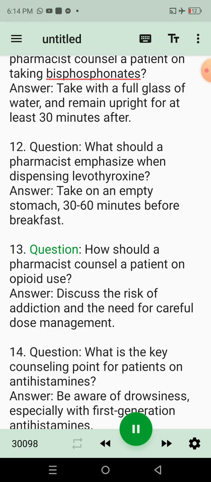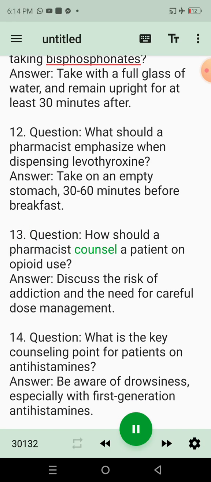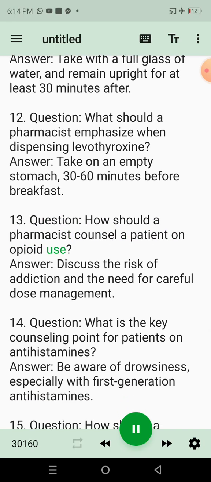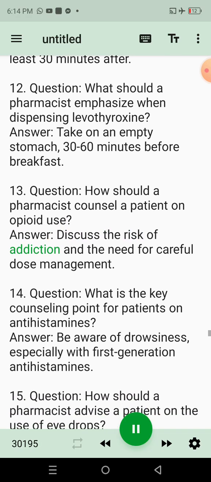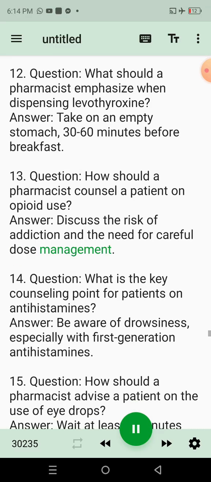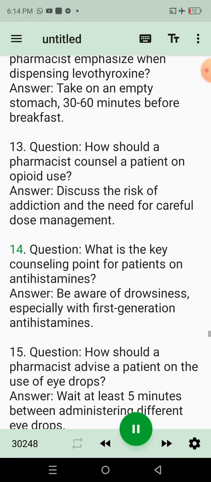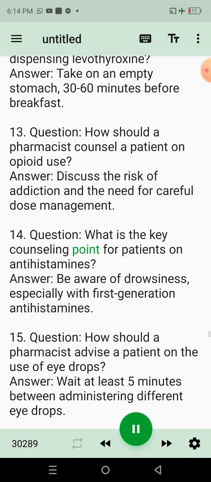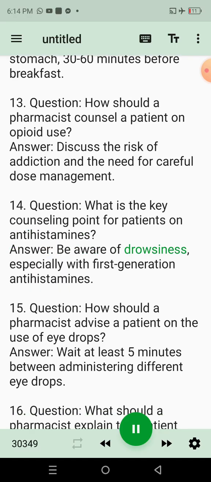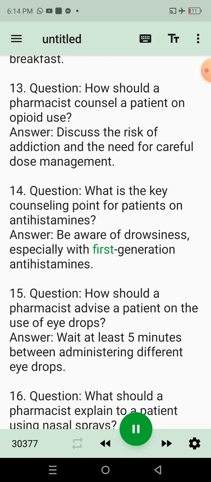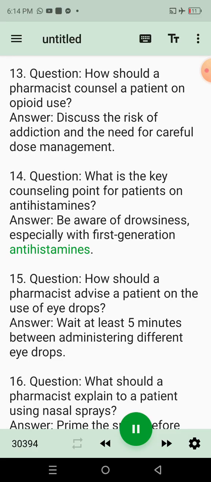13. Question: how should a pharmacist counsel a patient on opioid use? Answer: discuss the risk of addiction and the need for careful dose management. 14. Question: what is the key counseling point for patients on antihistamines? Answer: be aware of drowsiness, especially with first-generation antihistamines.